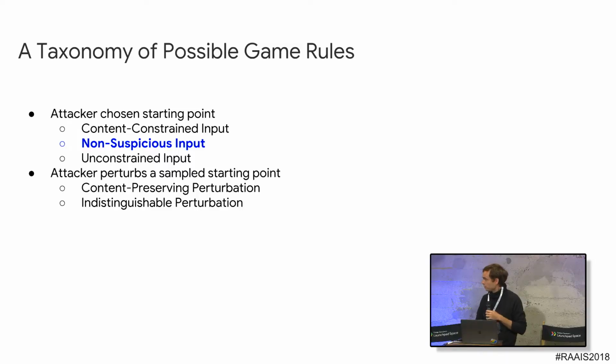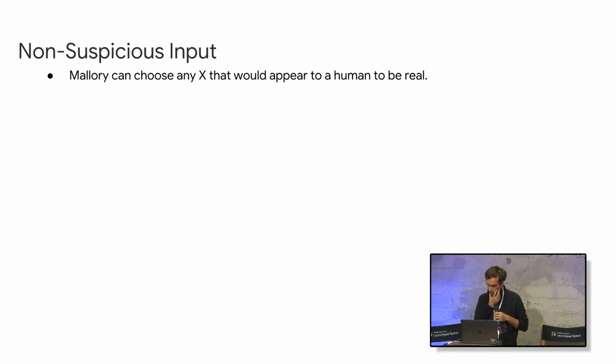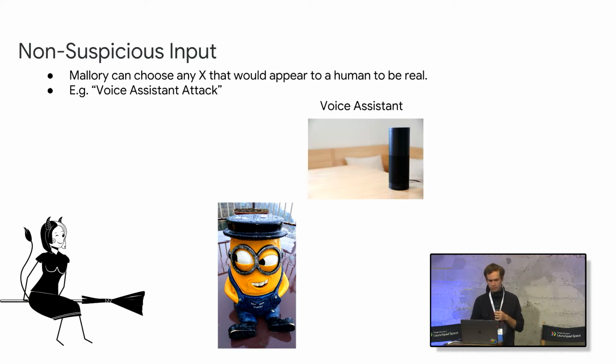Okay, next setting is what we call the non-suspicious input. This attack setting is where Mallory can choose any X that to a human would appear to be real. One example is what we call the voice assistant attack. This is a bit contrived of an example, but you can imagine a more realistic variant of this. Suppose Mallory and Bob are sitting at home, and Bob has a voice assistant. Mallory wants to mess with Bob, so Mallory wants the voice assistant to purchase 100 pizzas.